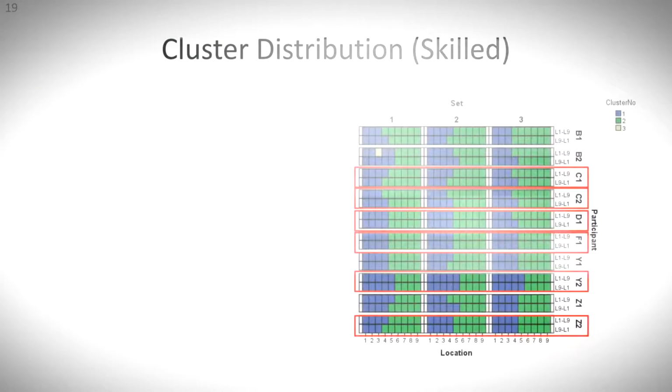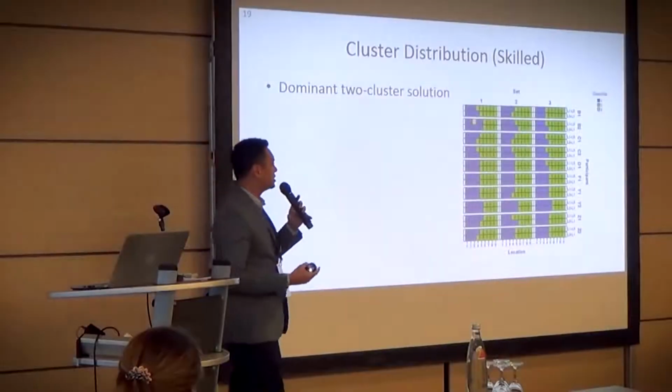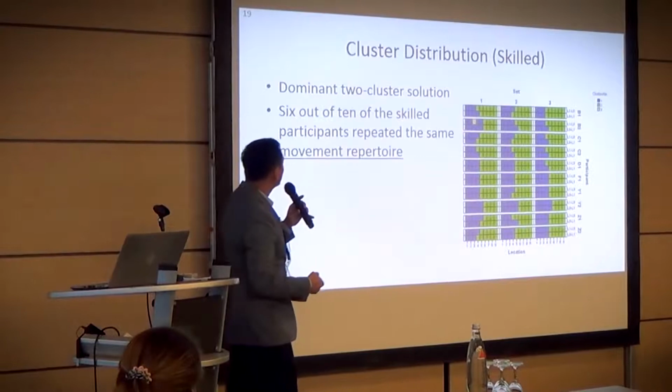So we find 1, 3, and 5 are variations of the forehand, 2 and 4 variations of the backhand. Now for the skill, the distribution is as follows. It looks very clean, very nice. You see green and blue, maybe one different color there, but all in all, we see something very clear. Right? There is a dominant 2-cluster solution shown by the skilled participants.